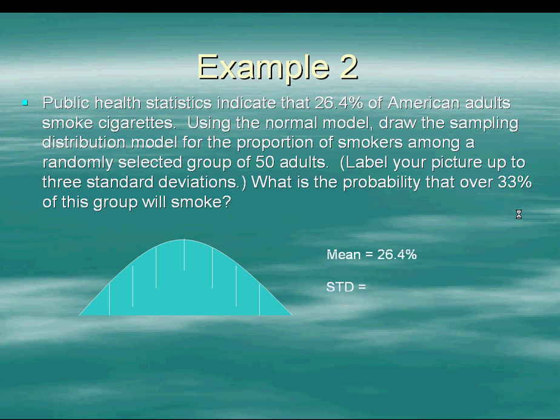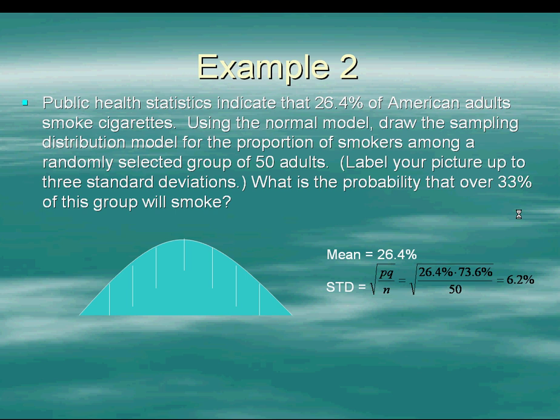Okay, start with the mean and the standard deviation. The mean is 26.4% because that's the percentage we're given in the problem. Standard deviation is the square root of PQ over N, which is the square root of 26.4% times 73.6% over 50. And when you do that square root, you get 6.2% for the standard deviation.